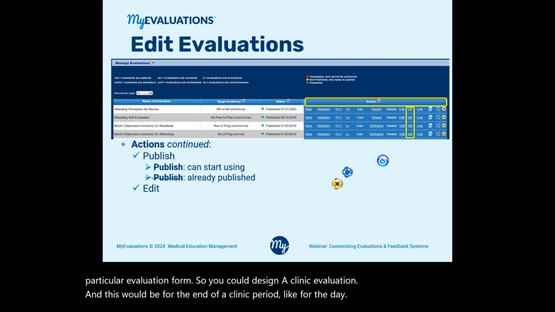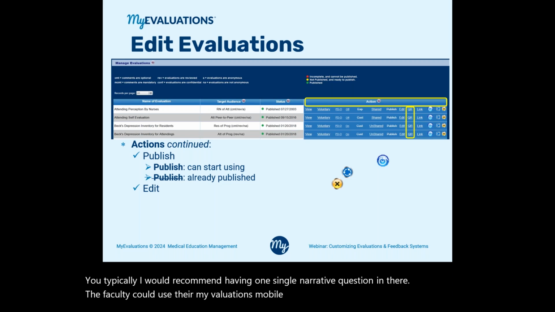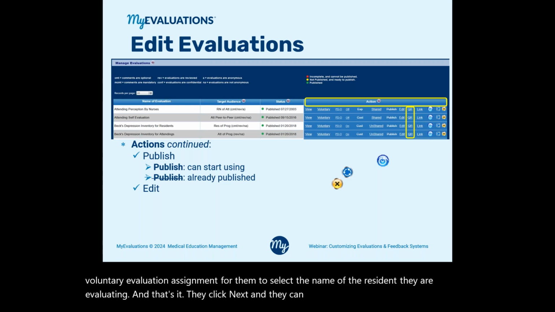I would typically recommend having one single narrative question in there. The faculty could use their My Evaluations mobile app to scan the QR code. It will pop up a voluntary evaluation assignment for them to select the name of the resident they are evaluating, and that's it. They click next and they can fill the evaluation form directly. So that makes it nice and easy.